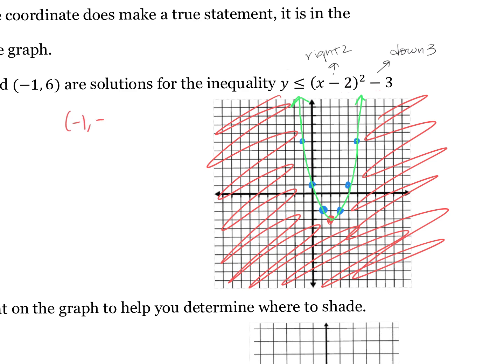I personally say, what did you say? Sure, okay, yeah, that works. Negative 1, negative 10. If I would have done that, I would have had negative 1 minus 2 squared minus 3. I would have had negative 3 squared is 9. 9 minus 3 is 6. Is a negative number less than 6? Yes. So I would shade where that point was, which was down here.